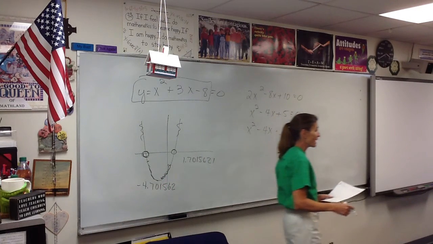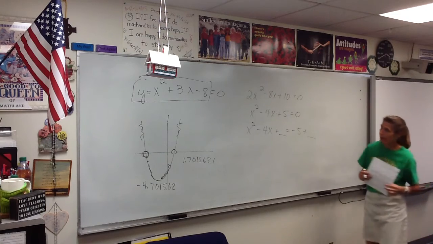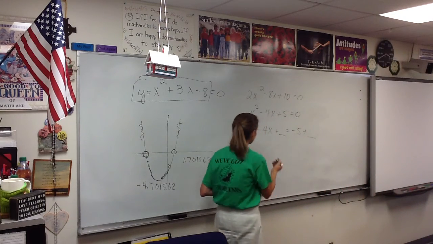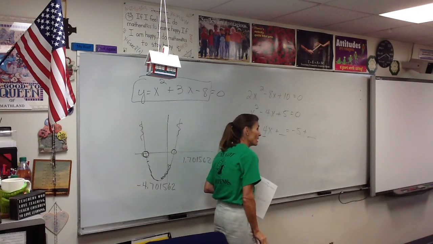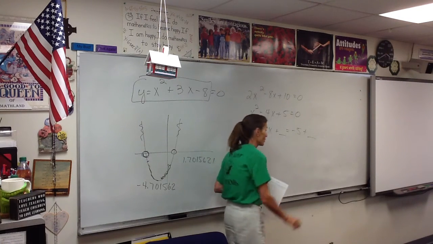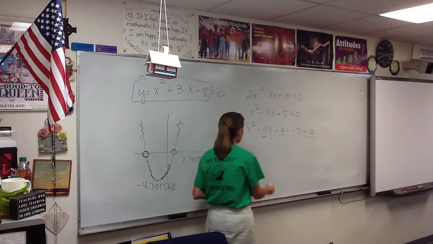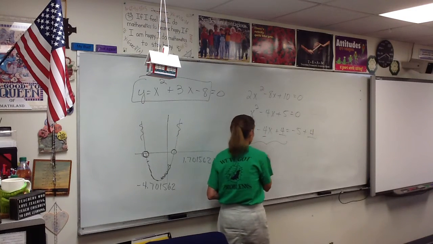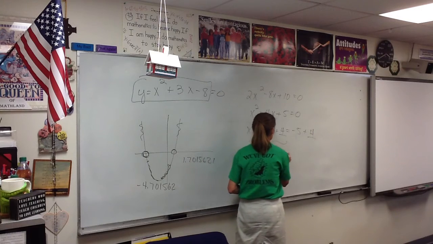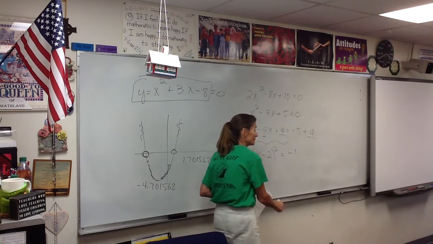What are we going to add to both sides? 4. And how do we know we're adding 4 to both sides? Because half of 4 is 2, and 2 squared is 4. Zach Bond, you remember that? Yeah, I already did. Oh, you already did that? So what did this come out to be, Zach? X minus 2, squared equals -1. Oh, that's kind of bad news, but we can deal with it.